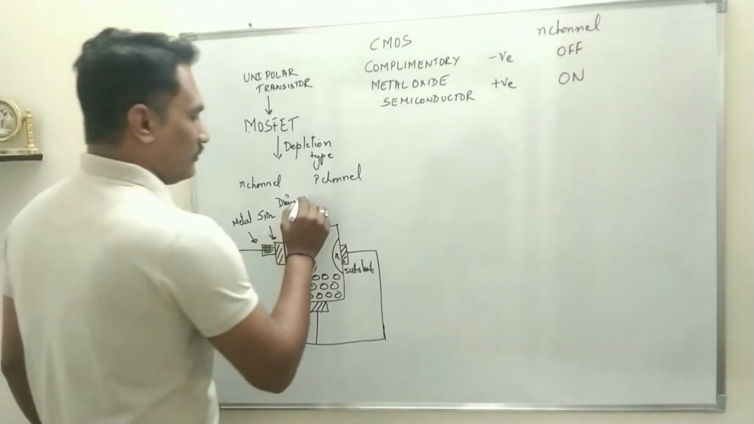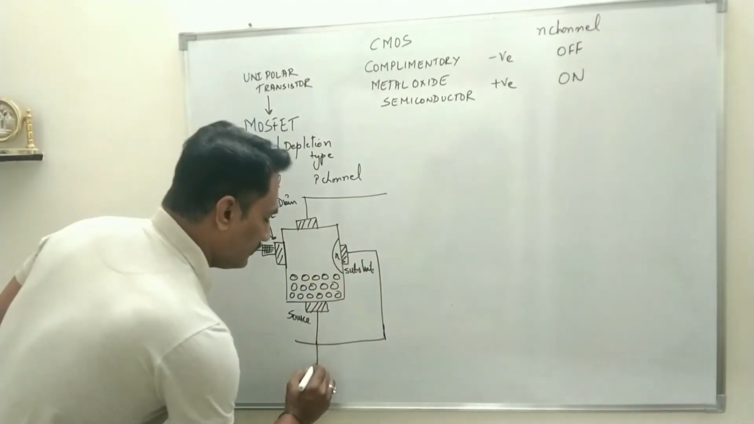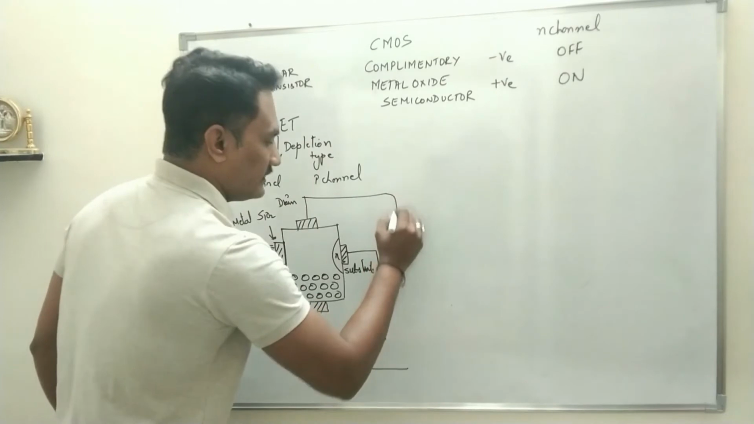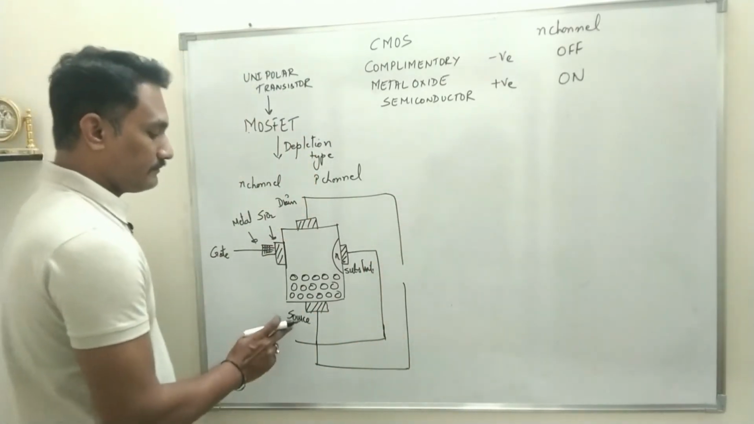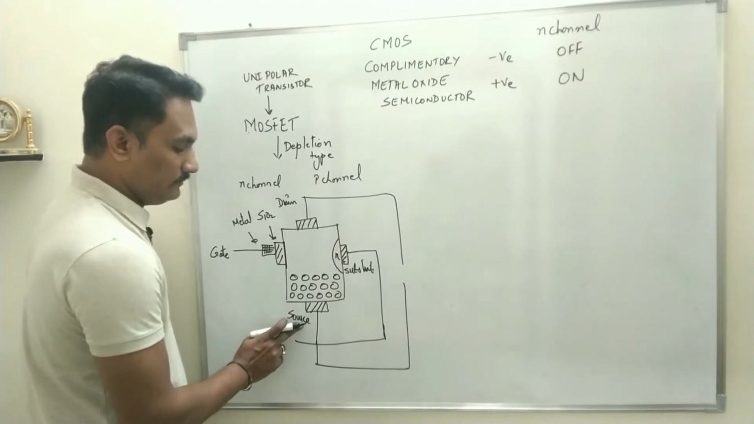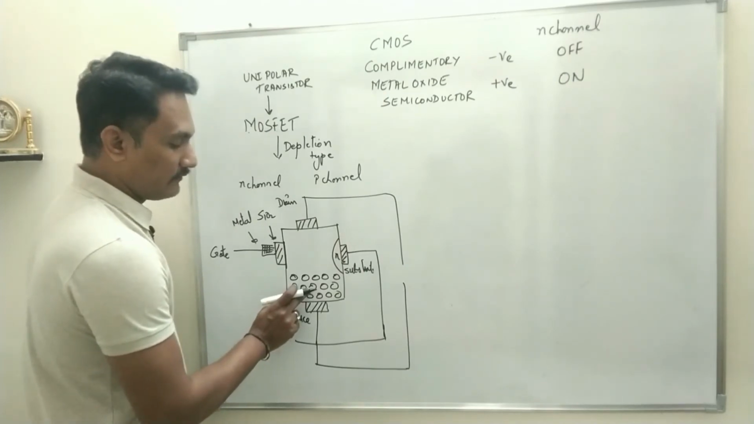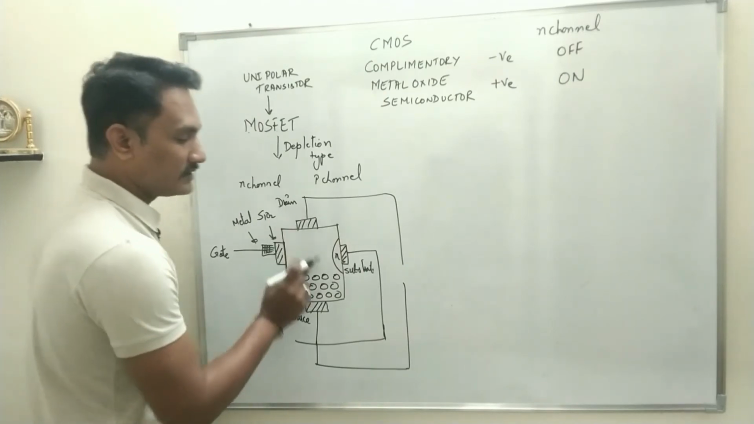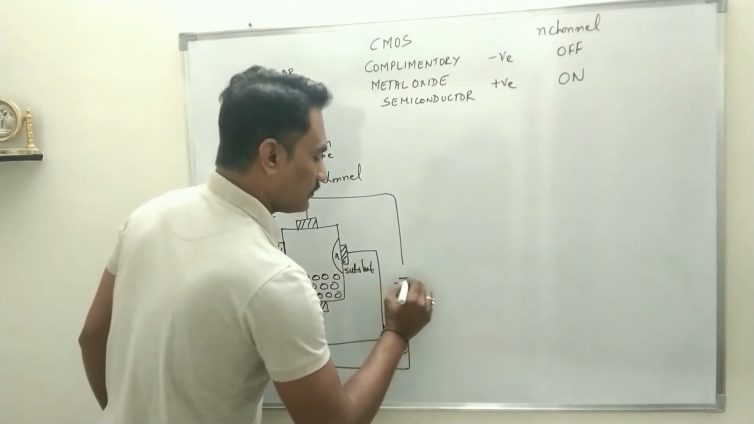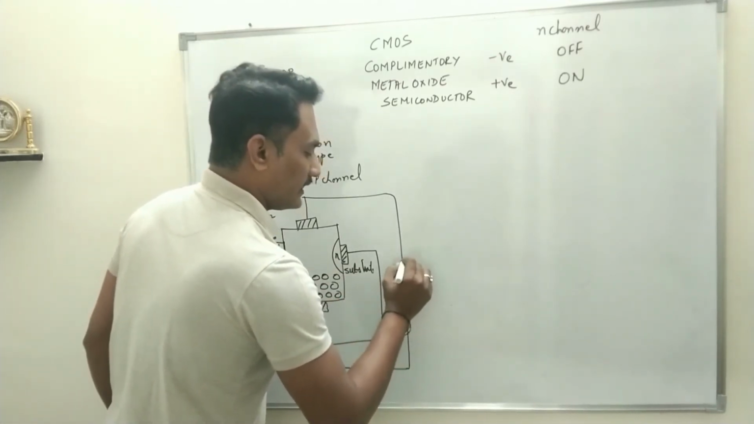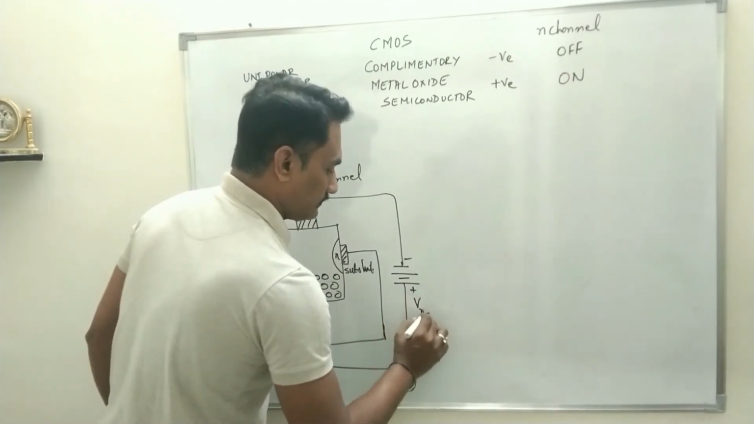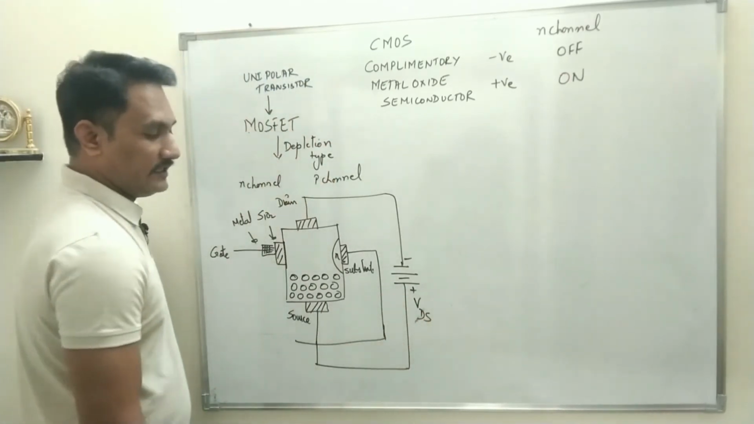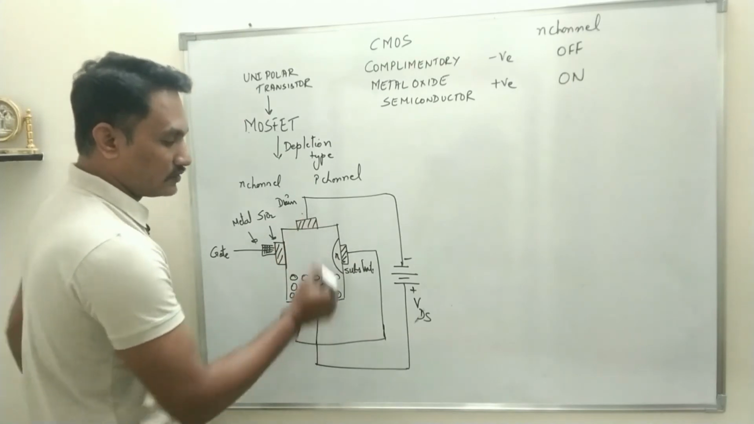Okay, now we will apply a polarity between source and drain so that current flows from source to drain. So for this, holes have to be repelled from the source terminal and move towards the drain. So source is connected to positive and drain connected to negative. This potential is called VDS, that means drain to source voltage.